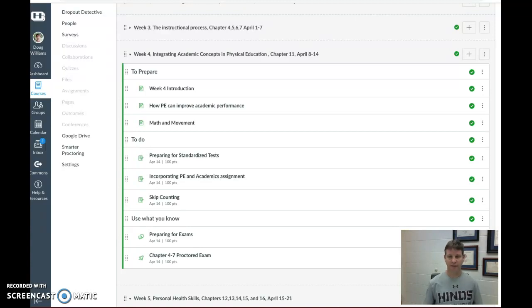Last week we really talked about the instructional process and how to design a lesson plan. This week we're really going to look at how to integrate academic concepts into physical education. This comes from chapter 11 in your book, and I've used some resources that are going to help you with this.